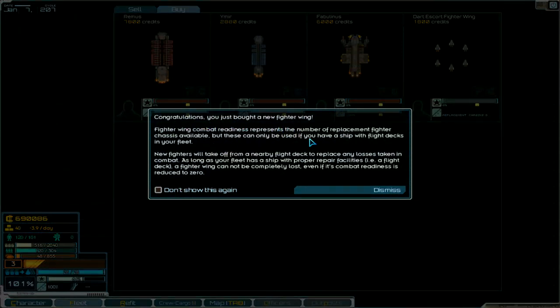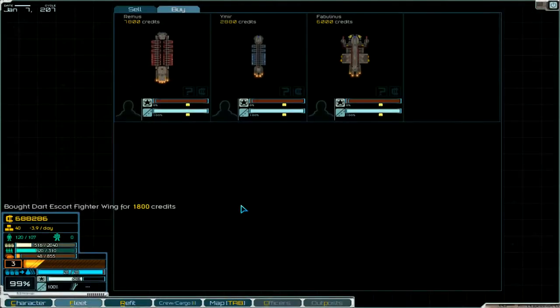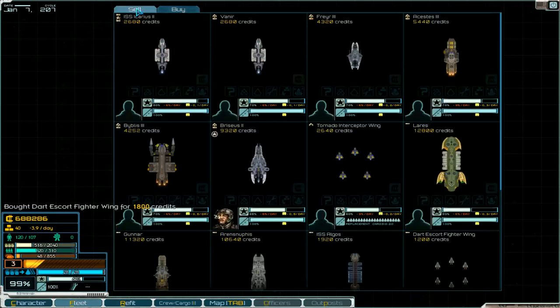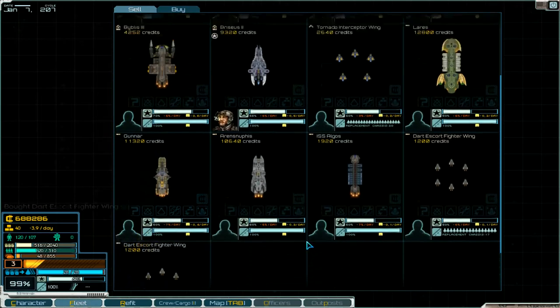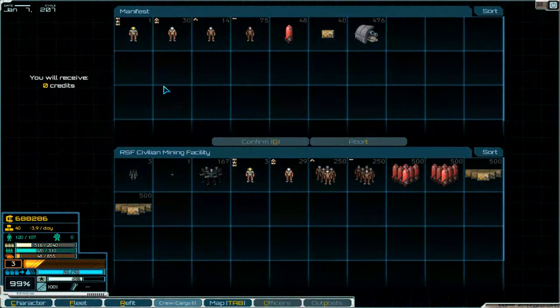Fighter wing, combat winners. They only can be used with a ship with flight decks. Okay. Don't show again, and we get the second two. This one, yeah. Okay. And then we've got enough crew member, I think. Nothing as shown here. Okay.